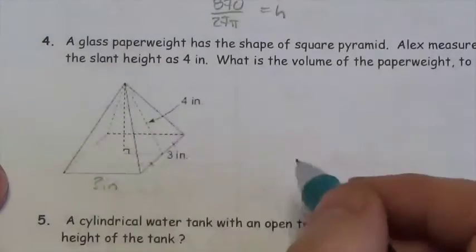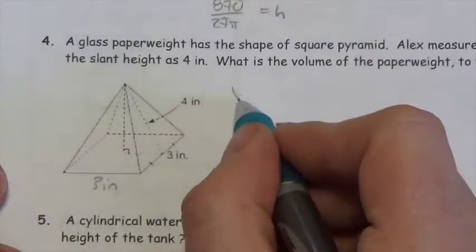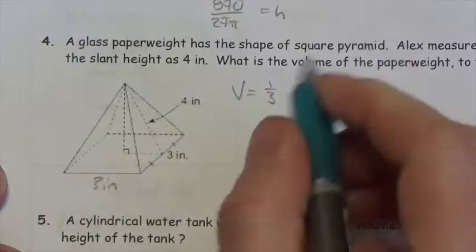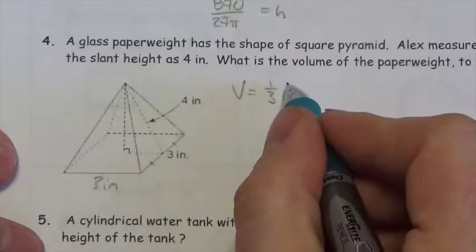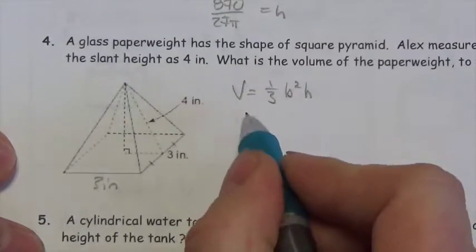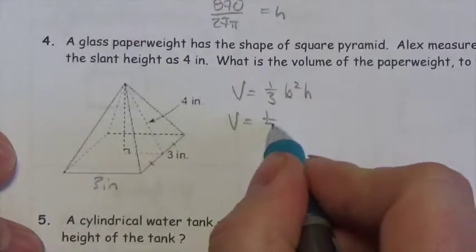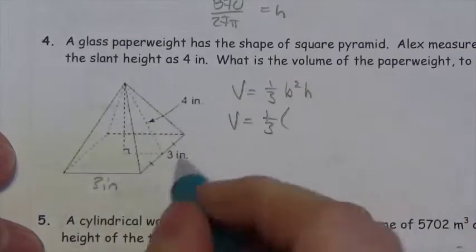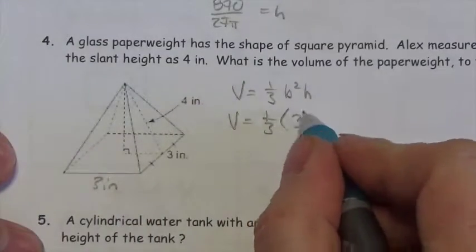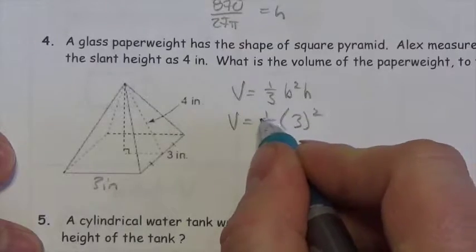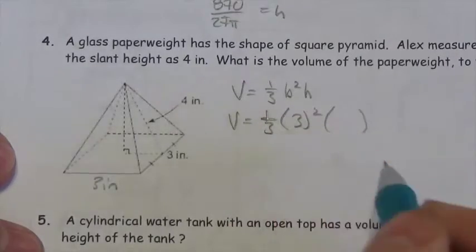All right, well, it's a square pyramid, so we know that this is going to be 1/3 the volume of the corresponding prism, which would be base squared times height. Okay, so let's do 1/3. We already know that the base is 3, so that's going to be 3 squared times the height. Now that's where we stop here because we don't actually know the height here.